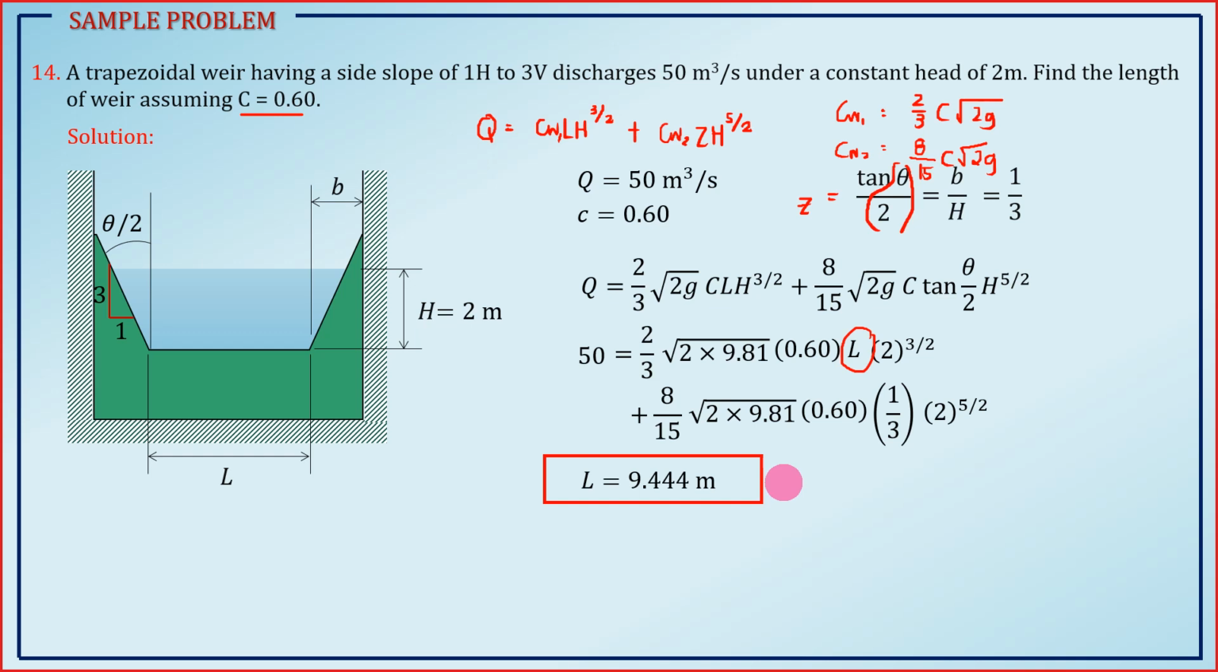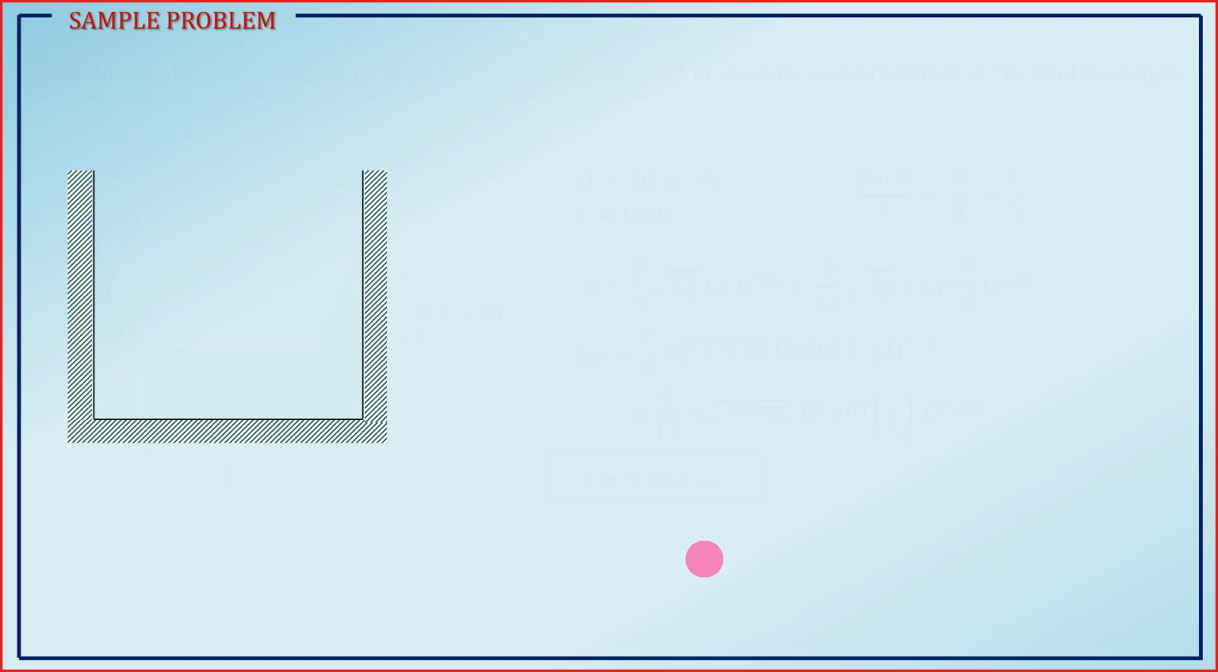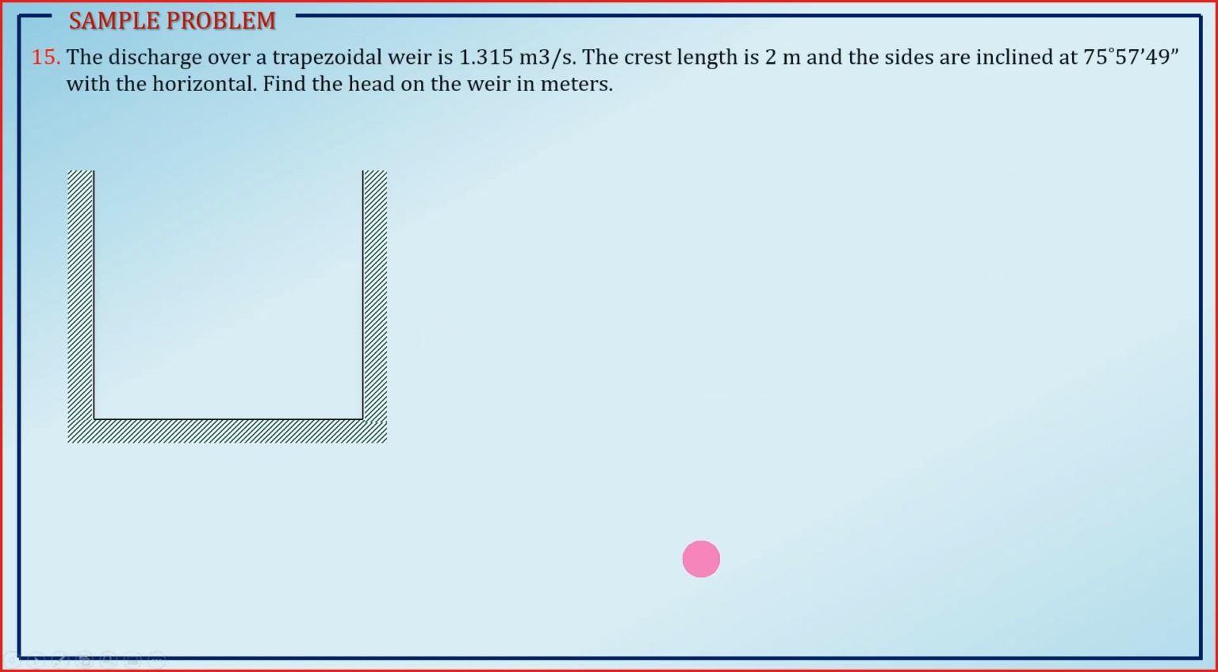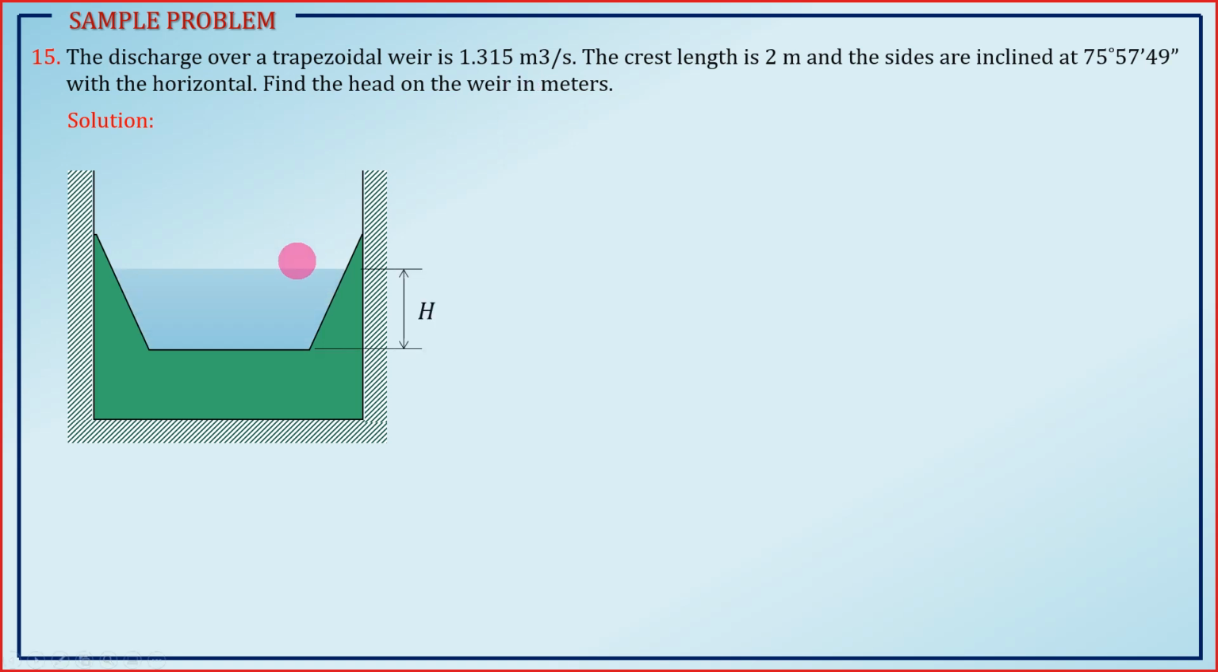Okay, so let's proceed. Second to the last problem for this day. Problem number 15: the discharge over a trapezoidal weir is 1.315 cubic meters per second. The crest length is 2 meters and the sides are inclined at 75 degrees, 57 minutes and 49 seconds with the horizontal. Find the head on the weir in meters. So, this head is what we are looking for.